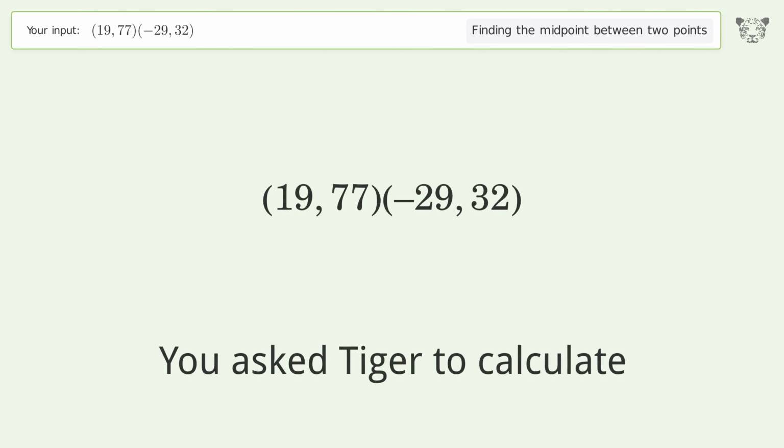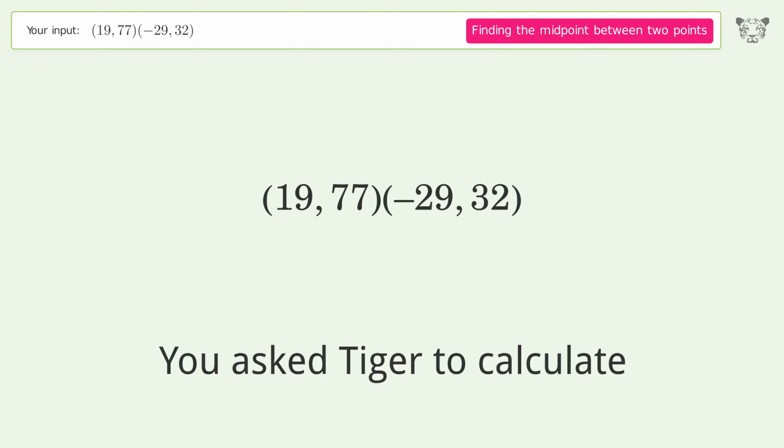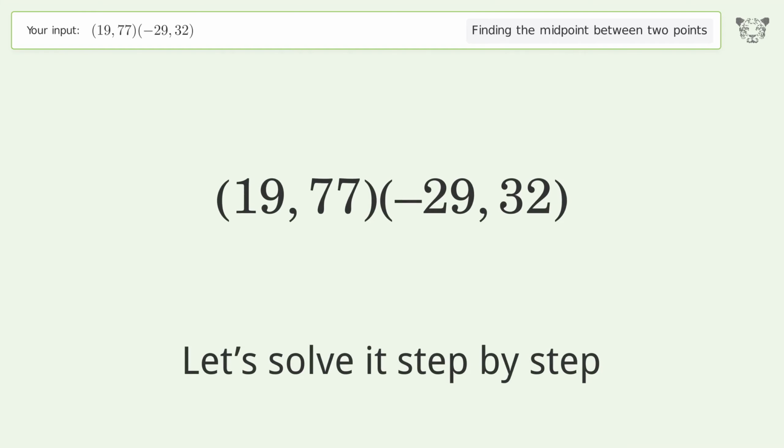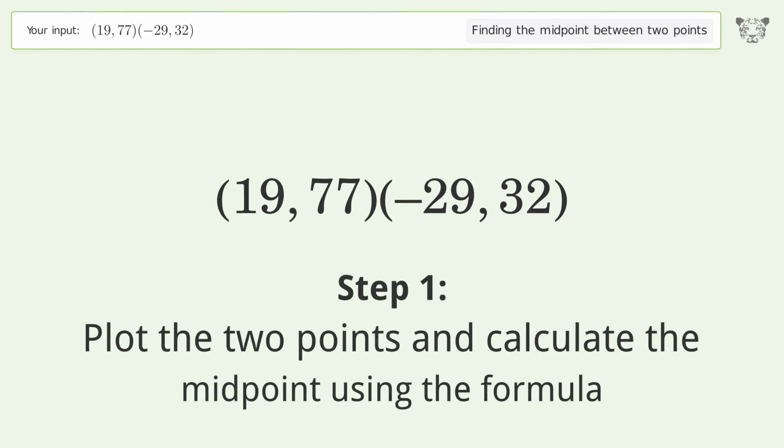You ask Tiger to calculate. This deals with finding the midpoint between 2 points. The midpoint between the 2 points is -5, 54.5. Let's solve it step by step. Plot the 2 points and calculate the midpoint using the formula.